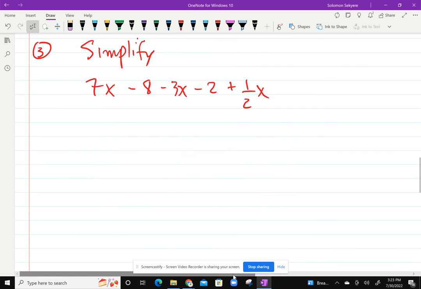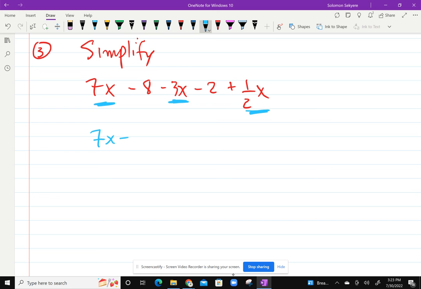Another one here. So what are you going to do? You're going to isolate, you're going to group your like terms. There's x here, there is x here, there is x there. So we group them together: 7x minus 3x plus 1 over 2x. And then we have minus 8 minus 2.